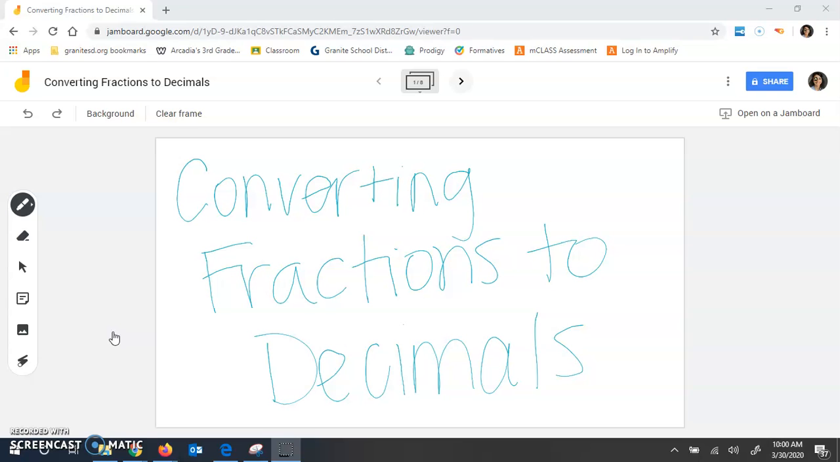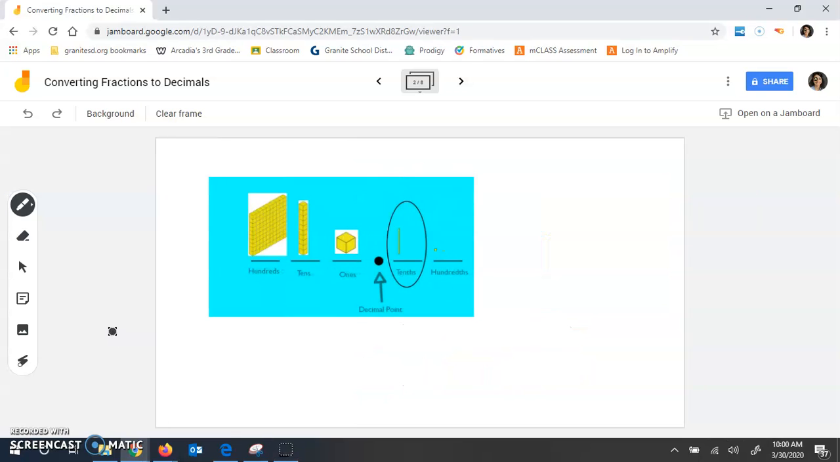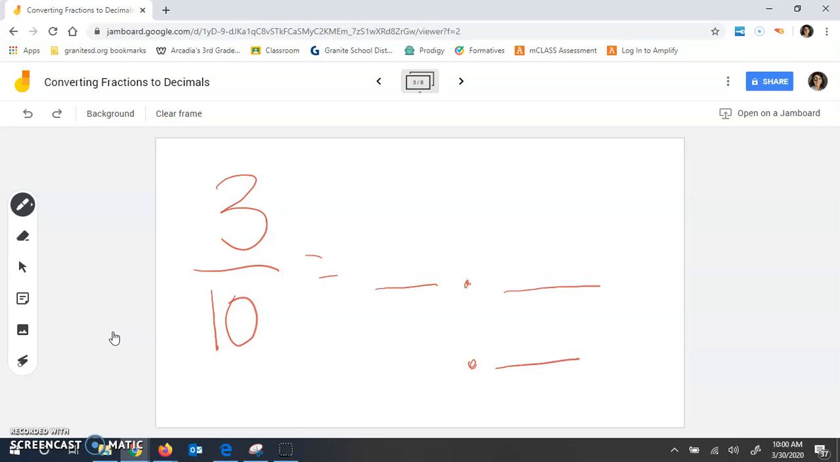So let's get started. Just a quick review about our place values. You have learned throughout your years about the whole numbers, our ones, tens, and hundreds place. And then right behind the decimal are our tenths and hundredths. And today we're going to be focusing on the tenths place and converting a fraction of tenths into an actual decimal. So let's take a look.